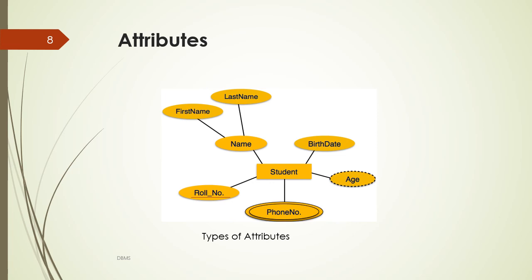Then you have phone number, which is in a double ellipse. It shows that it has more than one value. Now you use a smartphone with a dual SIM, so you have more than one number. So a phone number has two values, and it becomes a multi-valued attribute.